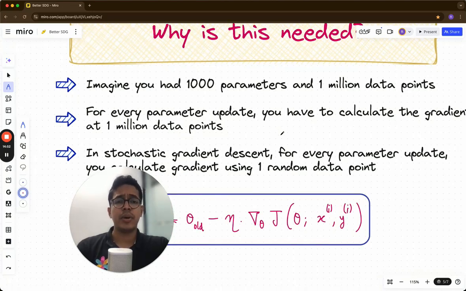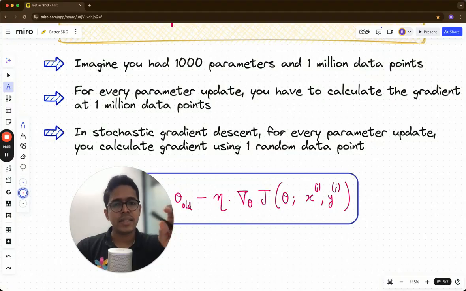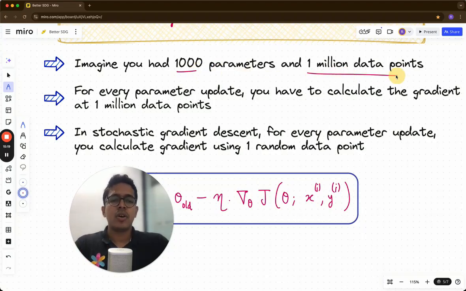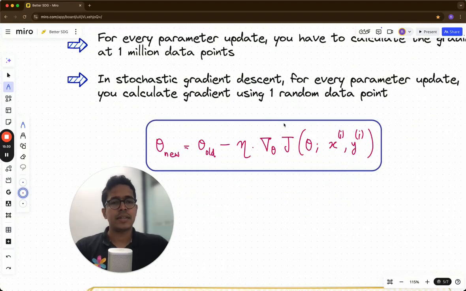So eventually you are doing a huge set of calculations. But in stochastic gradient descent, for every parameter update, you calculate the gradient only using one random data point from these 1 million data points. So you significantly reduce the order of magnitude of the number of calculations by a millionth, because if you have 1000 parameters and you are calculating the gradient using all these data points, now you are just using one random data point to calculate the parameter update for every single one of the 1000 parameters. So that is the advantage of stochastic gradient descent.